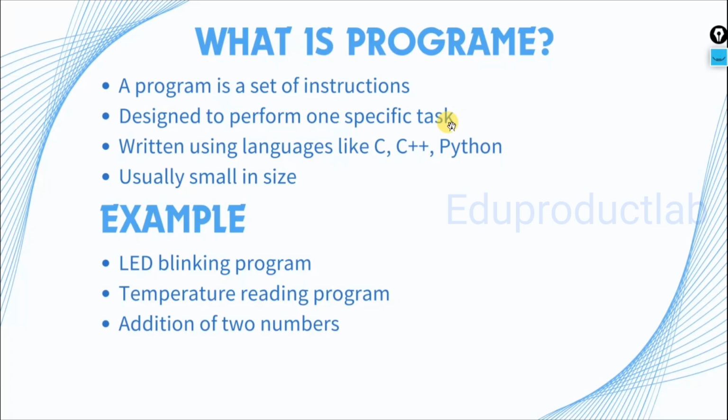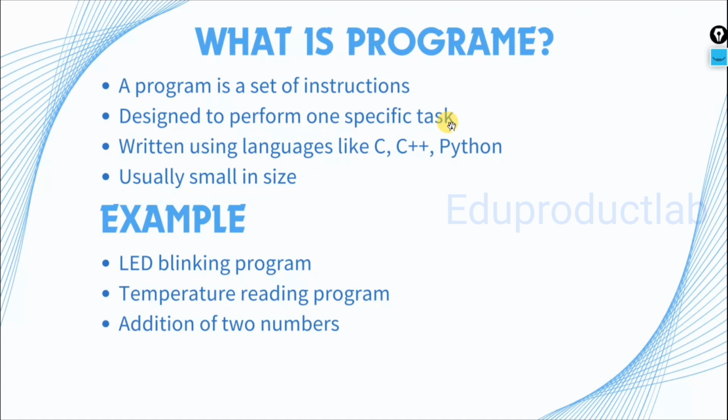I will explain the LED blinking program. The program instructs the microcontroller to turn the LED on, wait for 1 second, turn the LED off, wait for 1 second, repeat continuously. The sequence of instructions is called a program. The sequence is continuously, repeatedly running.